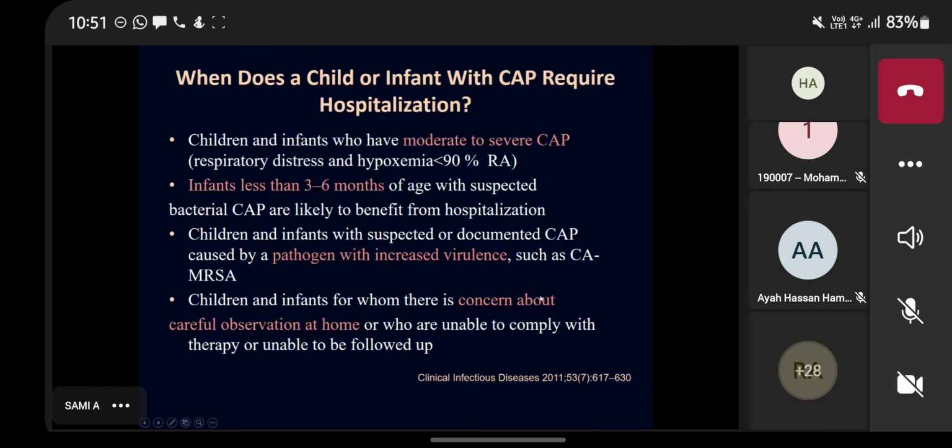Now, again, we usually don't admit all children coming with pneumonia. Is there a criteria? Yes, this is the criteria. You can see it in this slide. Children with moderate to severe pneumonia, in particular if they have hypoxemia, should be admitted. We admit small infants if you suspect a pathogen with increased virulence. And again, if the parents tell you they really cannot cope with the child, he's not eating, not drinking, not sleeping, always irritable, it's better to admit.